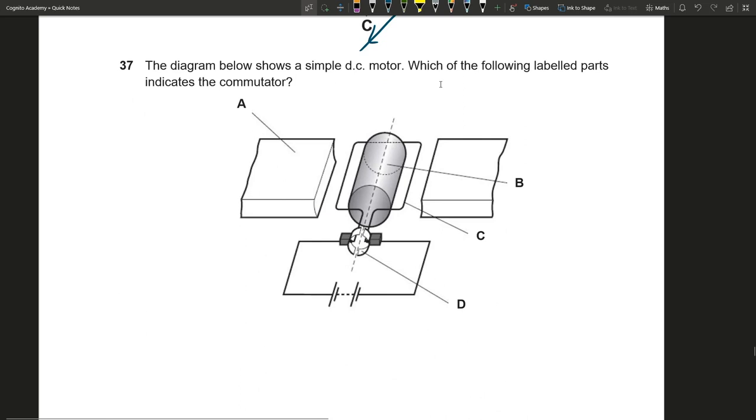37, the diagram shows a simple DC motor. We are asked which of the following parts is the commutator. It's just D. This part is the commutator.